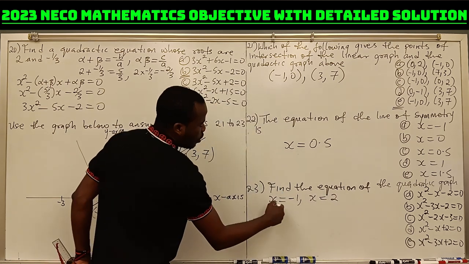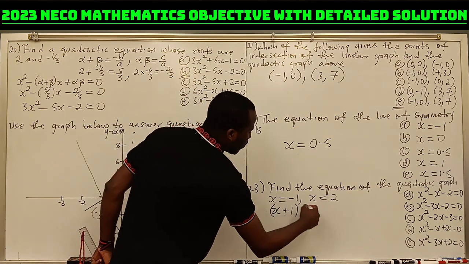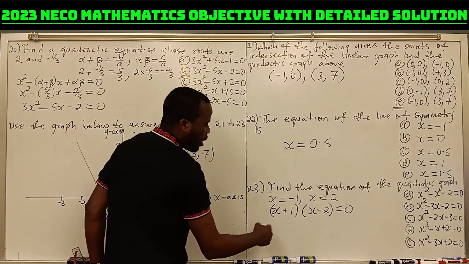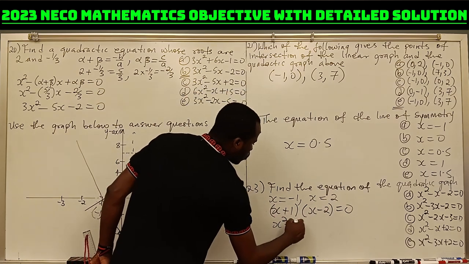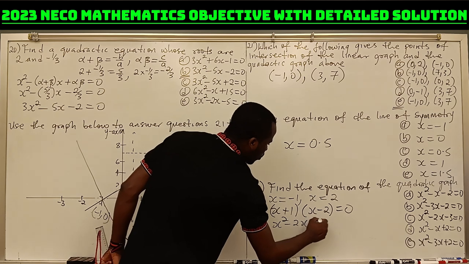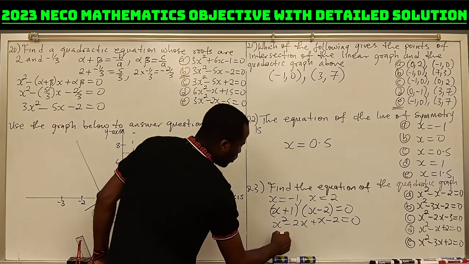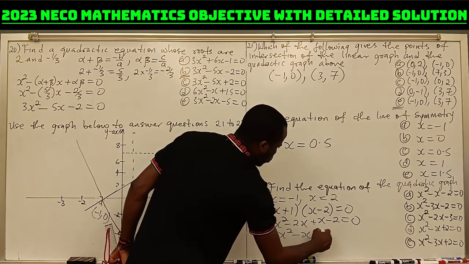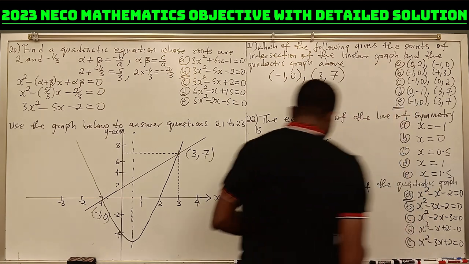So if I take this to the left hand side, I have x plus 1. And if I take this to the left hand side, I have times x minus 2 equals 0. If I multiply this, this will give me x square, x times minus 2 is minus 2x, 1 times x plus x, 1 times minus 2 equals 0. This is x square, minus 2 plus 1 is minus x, minus 2 equals 0. So the correct option is A.